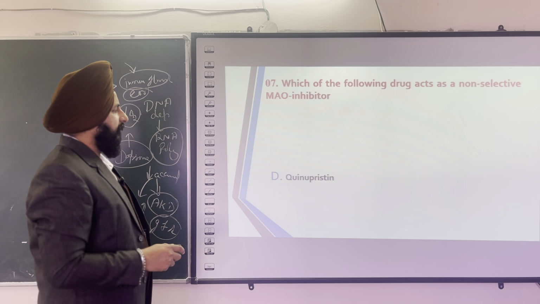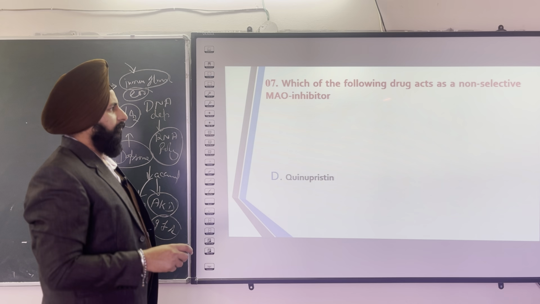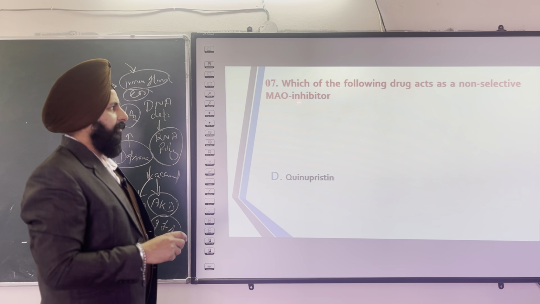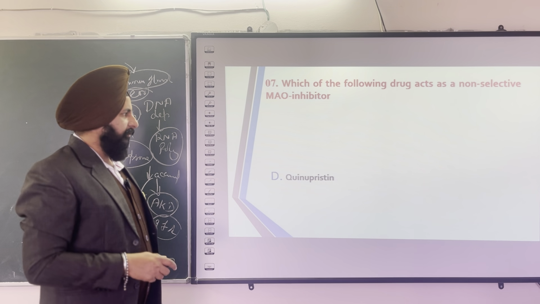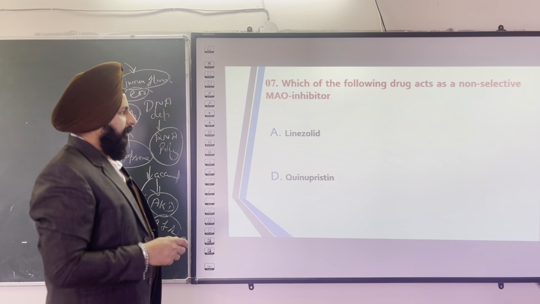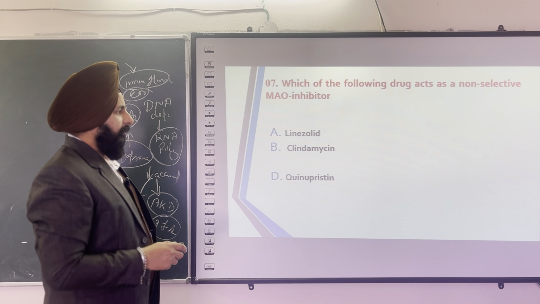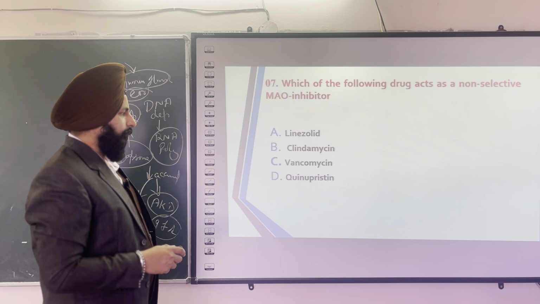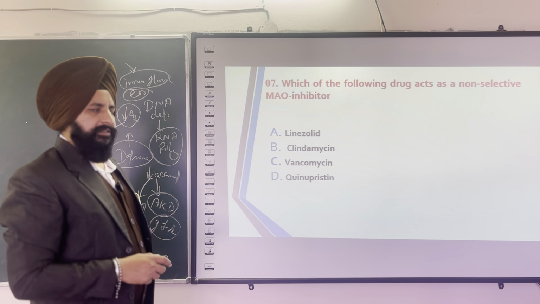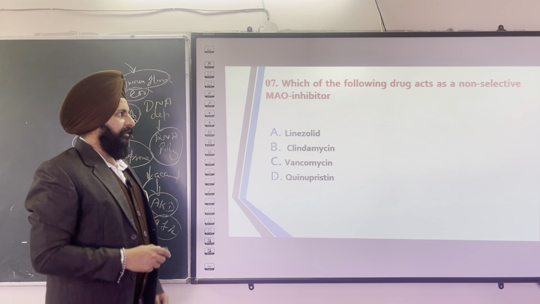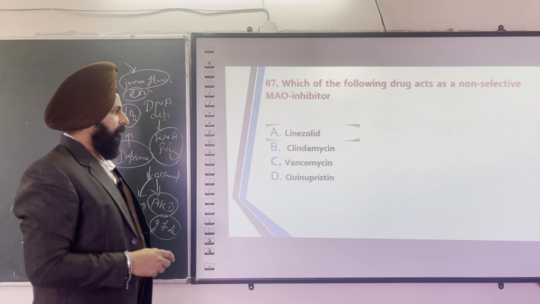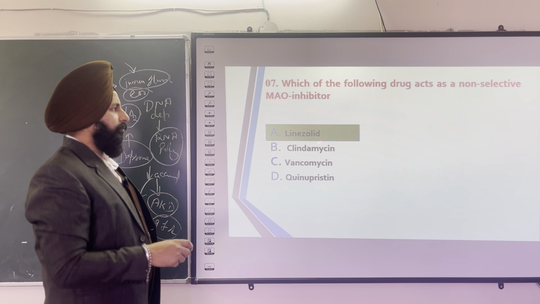The next question is, which of the following drugs acts as a non-selective MAO inhibitor? The options are linezolid, clindamycin, vancomycin, and quinupristin. You choose the correct answer for this question. The correct answer is linezolid.